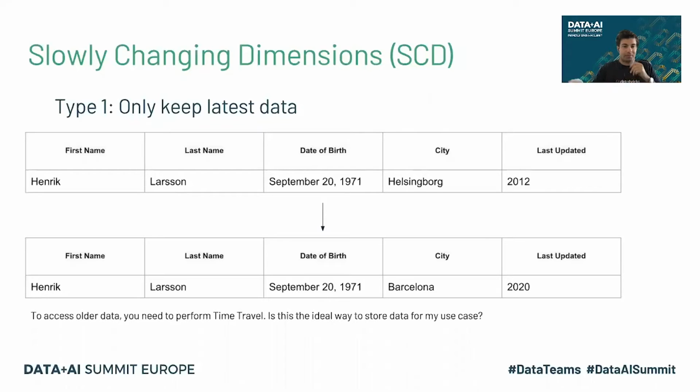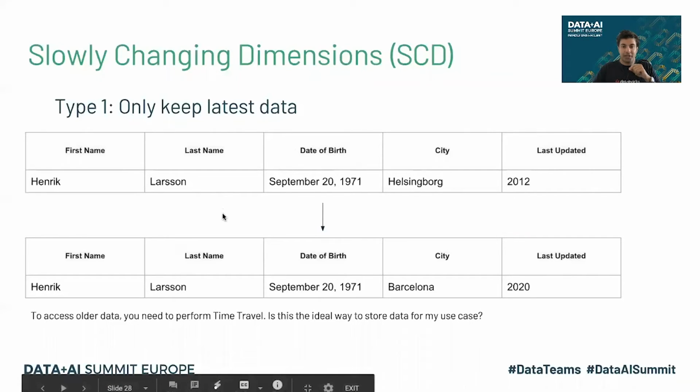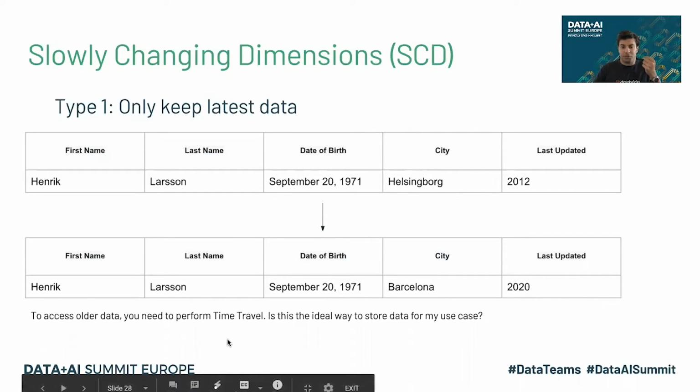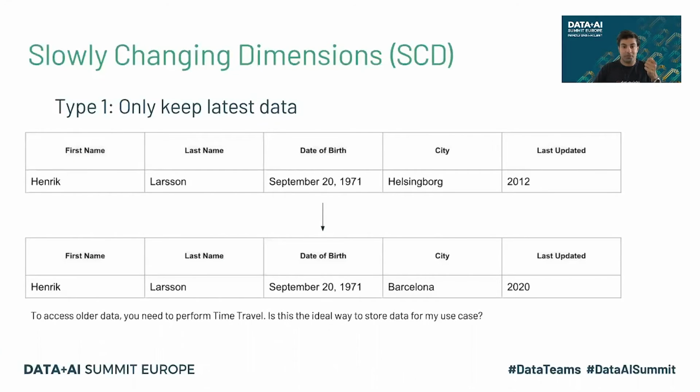So here we have the example of a famous Swedish soccer player, Henrik Larsson. Most of these columns do not change for this user, but the city that he was living in, for example, could change from Helsingborg to Barcelona. And you might want to update the information of when this information was last updated as well. So if you wanted to ask the question, where was he living in 2015? Since you only store the latest state of your table, you really do need time travel. But is this the ideal way to actually store data for my use case?